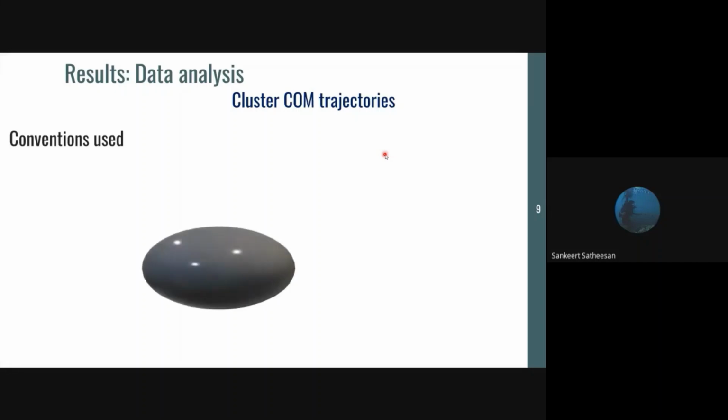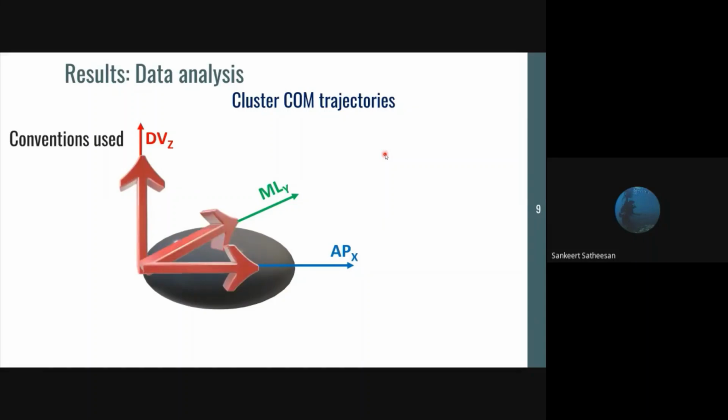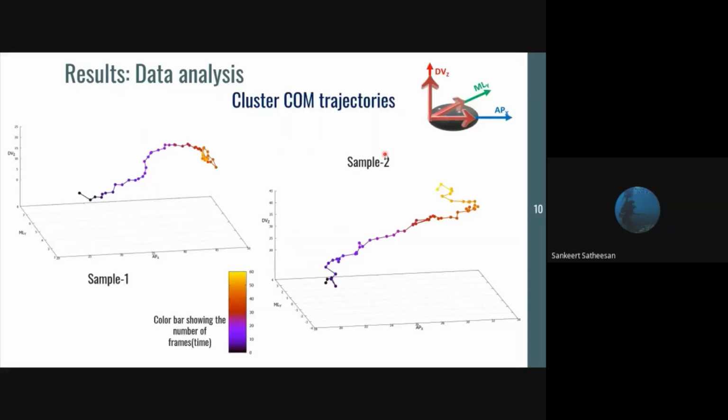Before going forward, I want to clarify the conventions that I use. The x-axis is the anterior-posterior axis, the y-axis is the mediolateral axis, and the z-axis is dorsoventral. So now I will be calling them AP, ML, and DV, not XYZ. With the positional information of the individual cells, I calculated the center of mass trajectory. This is a 3D plot for 2 different samples. Here you can see that there is a consistent Z movement at the later time.